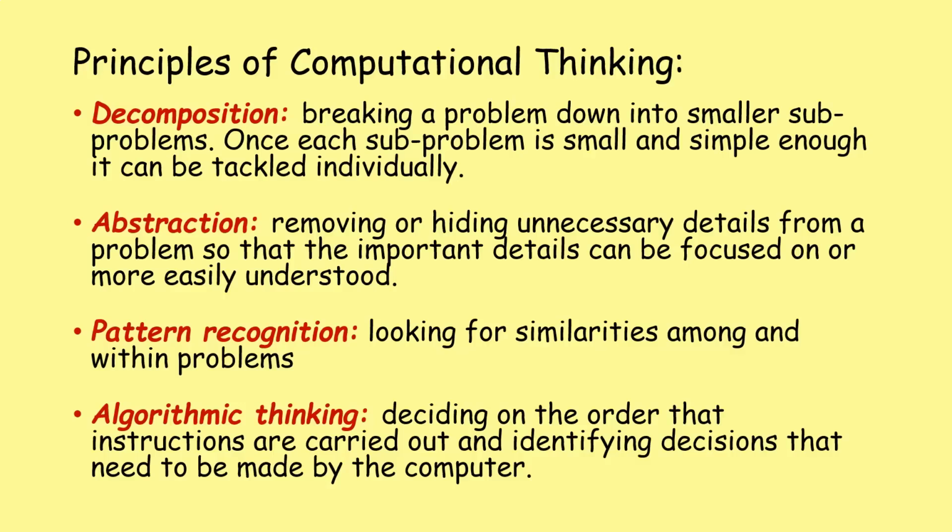Abstraction is removing or hiding unnecessary details from a problem so that the important details can be focused on or be more easily understood. Pattern recognition is looking for similarities among and within problems. And algorithmic thinking is deciding on the order that instructions are carried out and identifying decisions that need to be made by the computer. So for each of these, please memorize the definition.